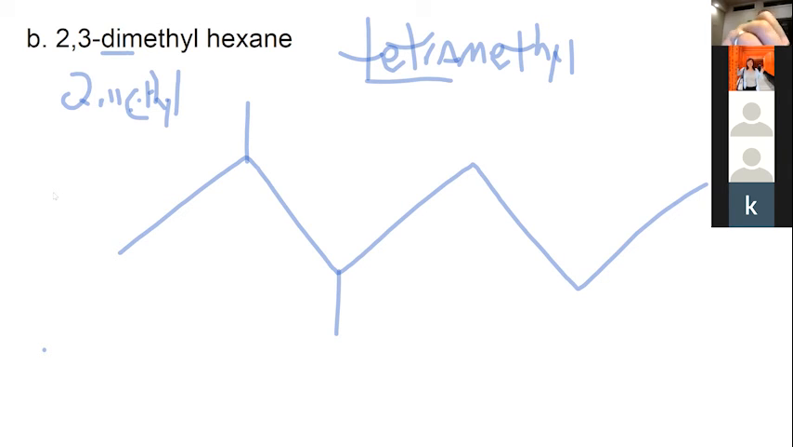You can also draw it like this if you prefer. Either way is fine. Some people like putting the methyl there, other people don't. Decide which you prefer. It doesn't matter, just be consistent internally. If you're going to put a methyl there, do it for all the methyl groups on the compound.